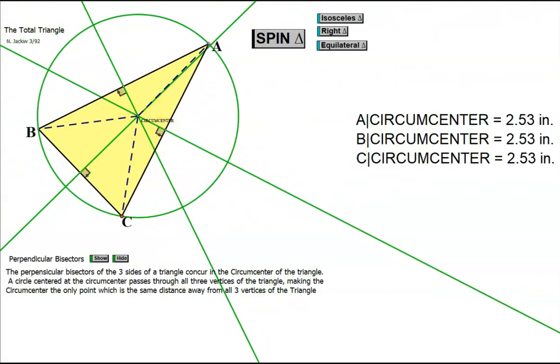That's the circumcenter. Perpendicular bisectors create the circumcenter. The circumcenter is the same distance away from all three corners of the triangle, and it is the center of the circumscribed circle, which is the circle that passes through all three vertices.